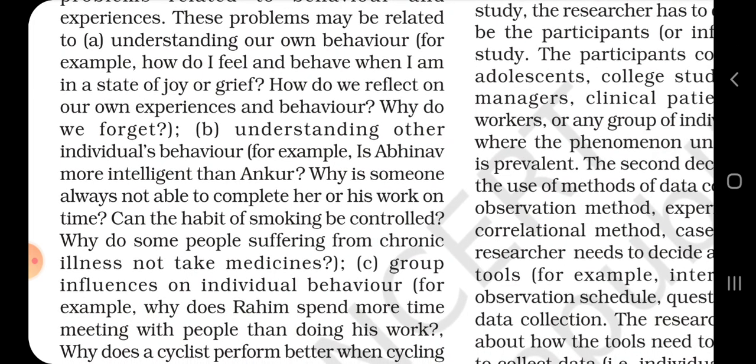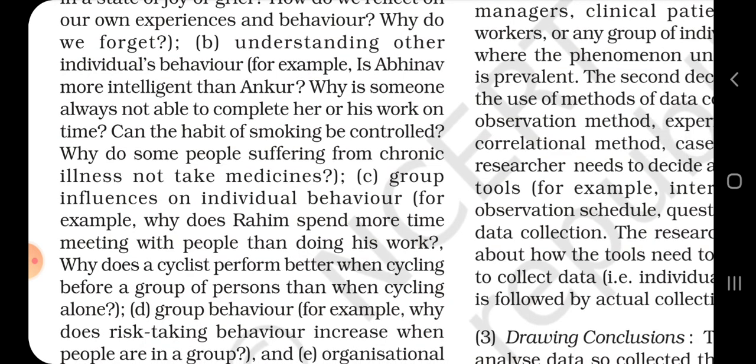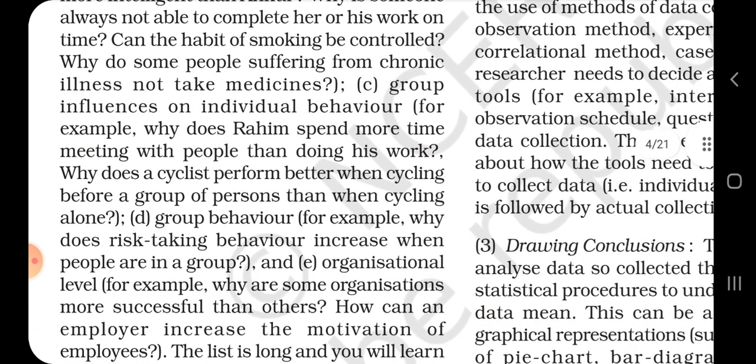C. Group influences on individual behavior. For example, why does Rahim spend more time meeting with people than doing his work? Why does a cyclist perform better when cycling before a group of persons than when cycling alone? D. Group behavior. For example, why does risk-taking behavior increase when people are in a group?